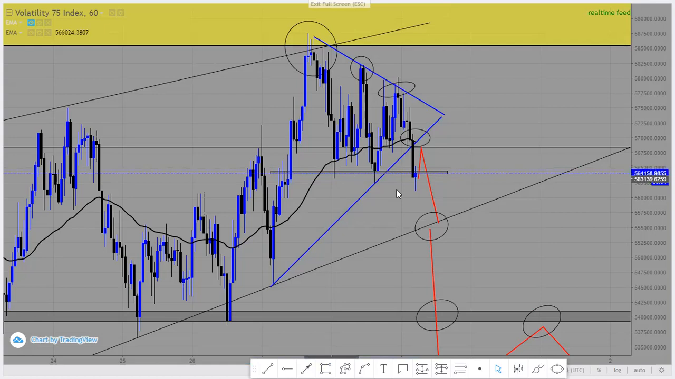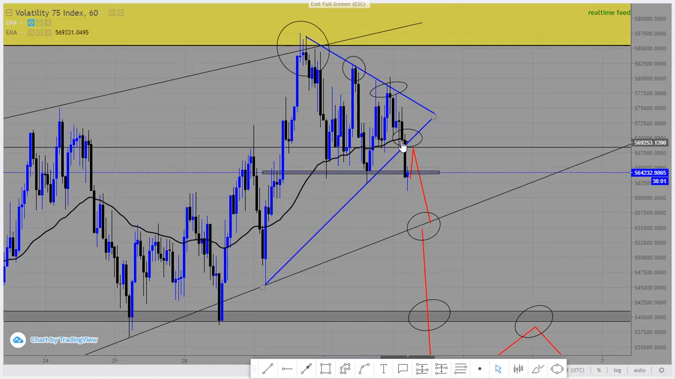So this is also another level that we're looking at. Just in case it doesn't go all the way there, so long as this level is respected, you can also sell based on that.